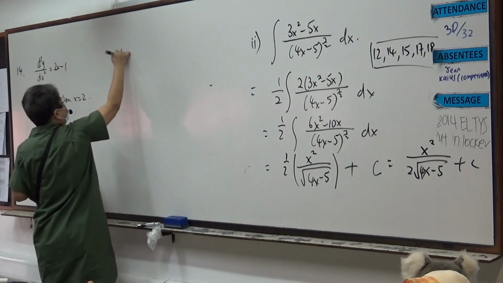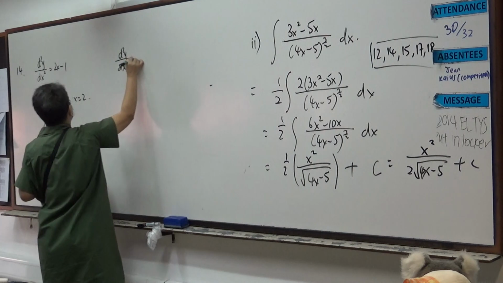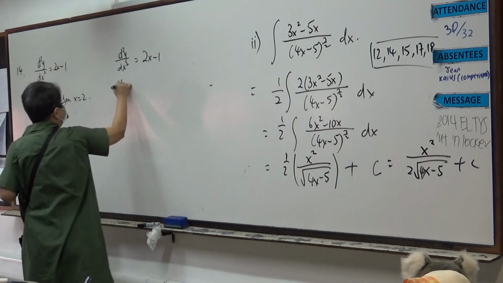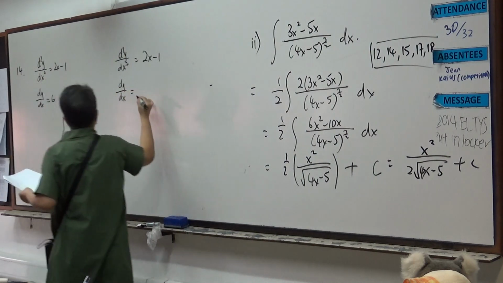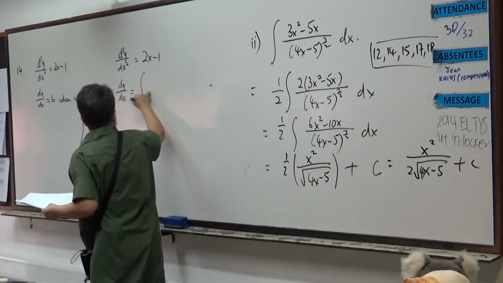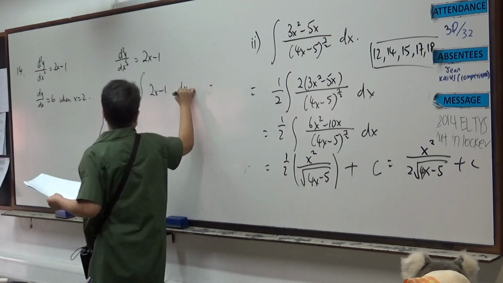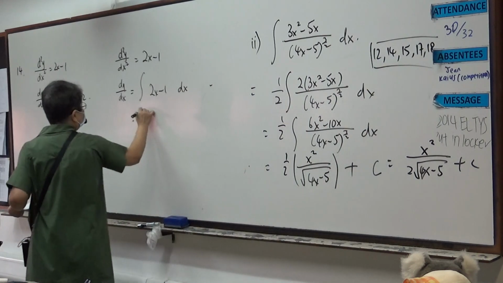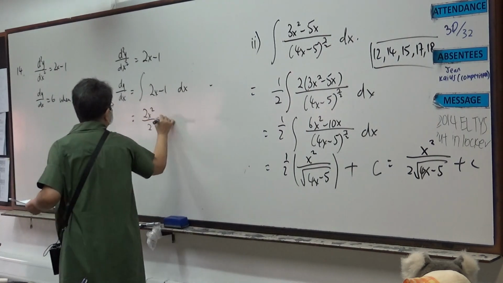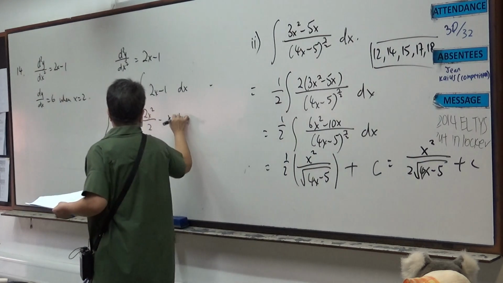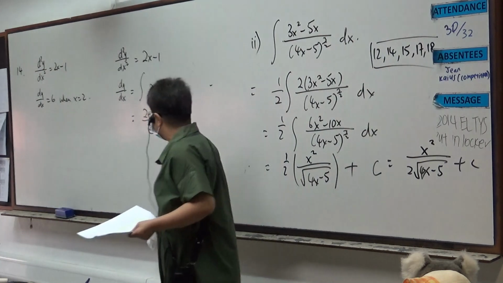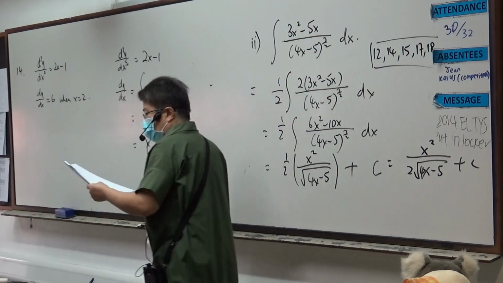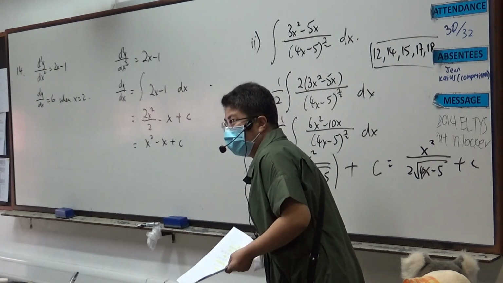Alright, I have d2y/dx squared as 2x minus 1. Can someone tell me how I get dy/dx? I must integrate 2x minus 1, right? Correct. So this will give me what? 2x squared over 2 minus x plus c. Right? So this will be x squared minus x plus c. Correct now? Am I right?